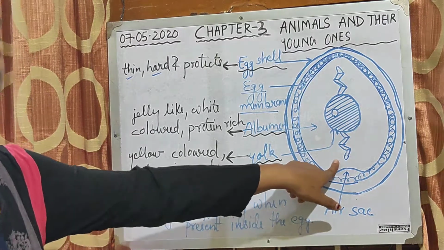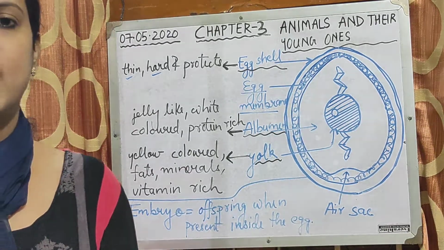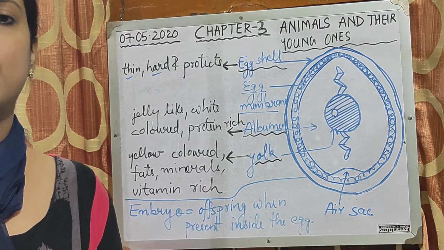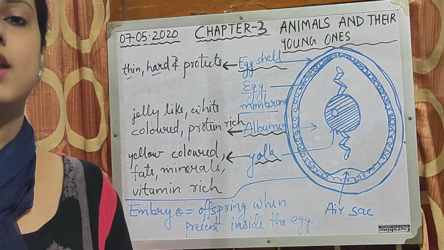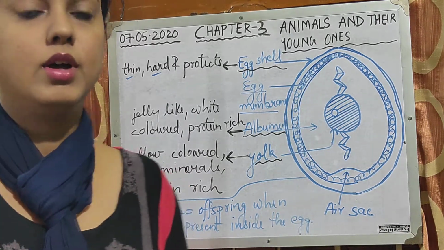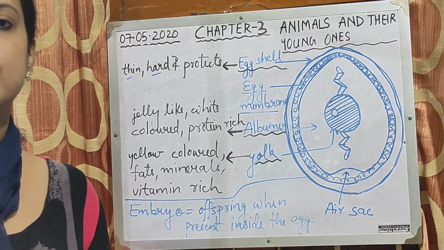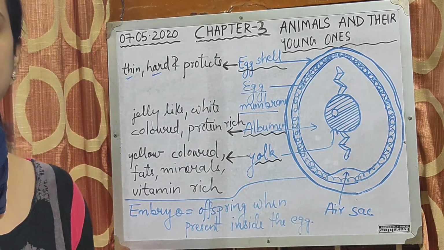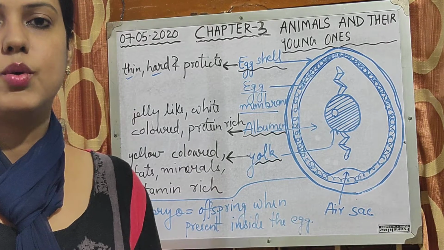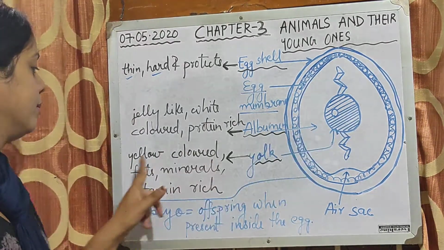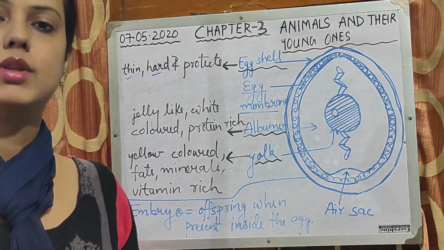Now, inside this egg, the embryo is present, the offspring, the baby is present. So, offspring or the young one, when it is present inside the egg, we call it embryo. जब young one या offspring egg के अंदर होता है, तब हम उसे क्या कहते हैं? Embryo. So, the embryo which is present inside this egg also needs nutrients and food to grow and live for its survival. So who provides the embryo the food and the nutrients for its growth? It is the yolk. Yolk contains the necessary nutrients required for the embryo for its growth and survival.